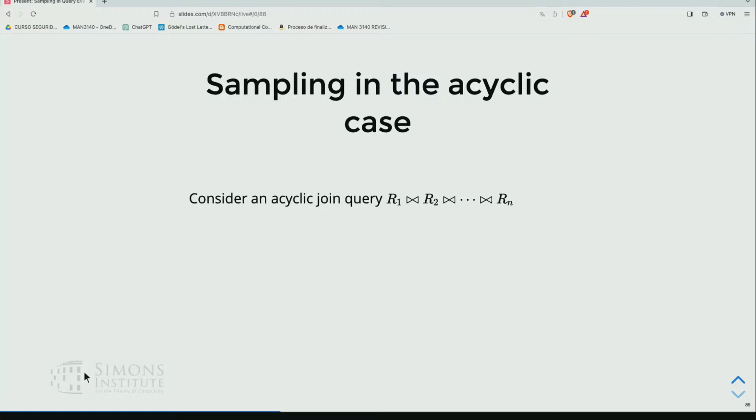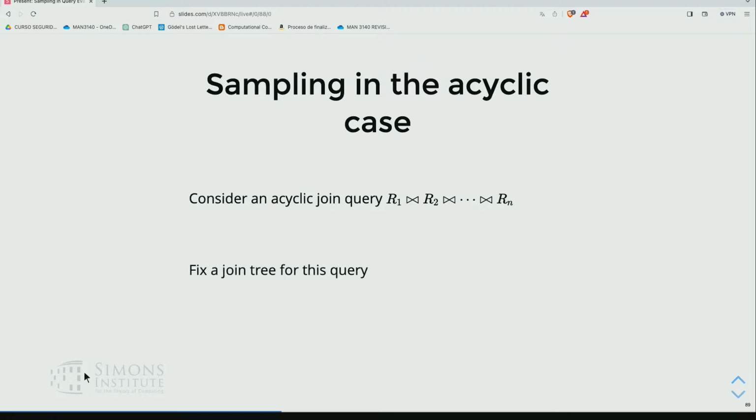What I want to show you is the other technique that is widely used in the area, which is this idea of using this Horwitz-Thompson estimator. And with that, actually, I think I will be happy if I manage to show you all that. Okay, so how do we do sampling in the acyclic case?